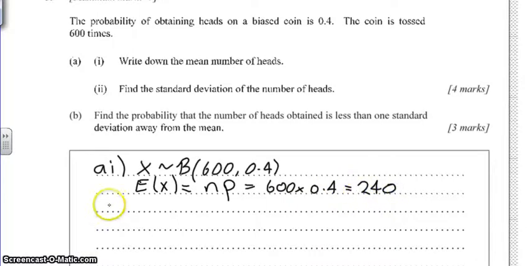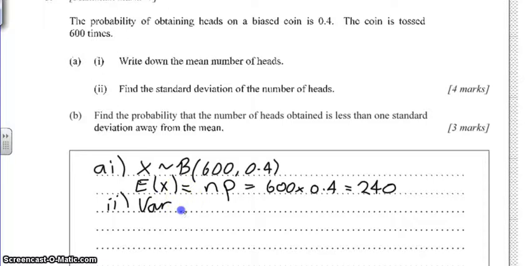Part 2. Find the standard deviation of the number of heads. If you were working with an old formula sheet yesterday, then you will not have seen the variance formula, which is in the new formula sheet. So it's vitally important that in your real exam you use the correct formula sheet.